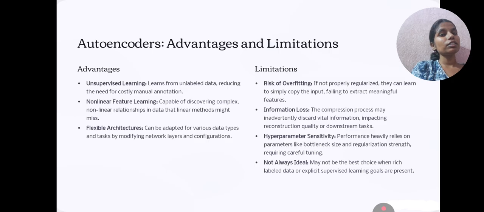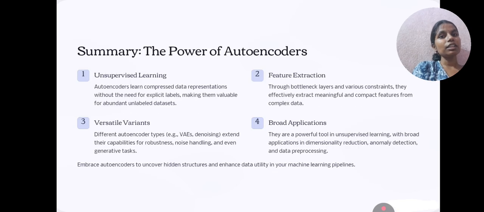The limitations are, first, the risk of overfitting. If not properly regularized, they can learn to simply copy the input, failing to extract meaningful features. Information loss: the compression process may inadvertently discard vital information, impacting reconstruction quality or downstream tasks. Hyperparameter sensitivity: performance heavily relies on parameters like bottleneck size and regularization strength, requiring careful tuning. Not always ideal: may not be the best choice when rich labeled data or explicit supervised learning goals are present. The summary is that autoencoders offer unsupervised learning, feature extraction, versatile variants, and broad applications.